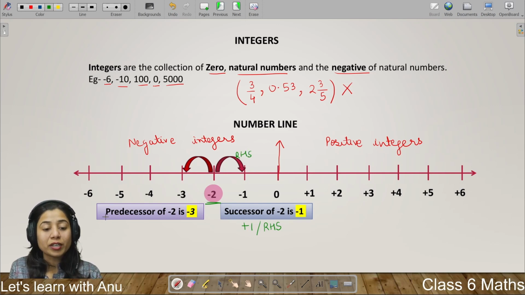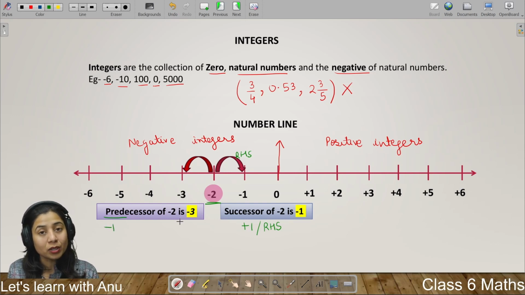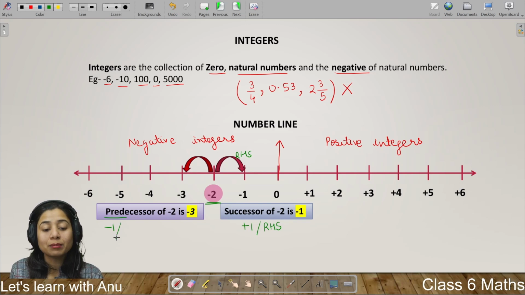Then talking about predecessor, pre means before. So if we subtract 1 from the given number, or we can also say that the number lying on the immediate left of the given number gives us the predecessor. Like for -2, the predecessor is -3 and also it is lying on the immediate left of the given number. I hope it is clear, class.